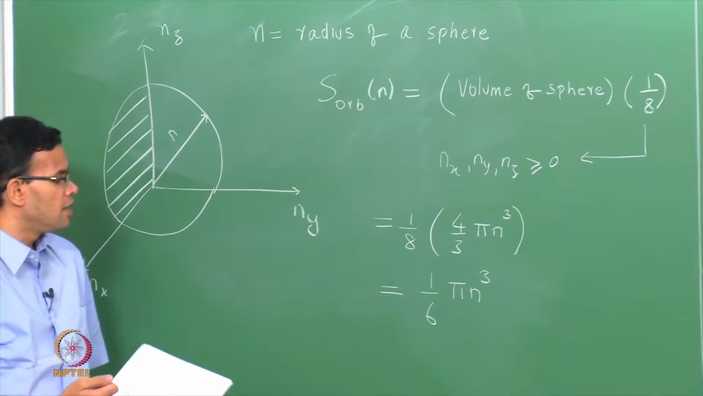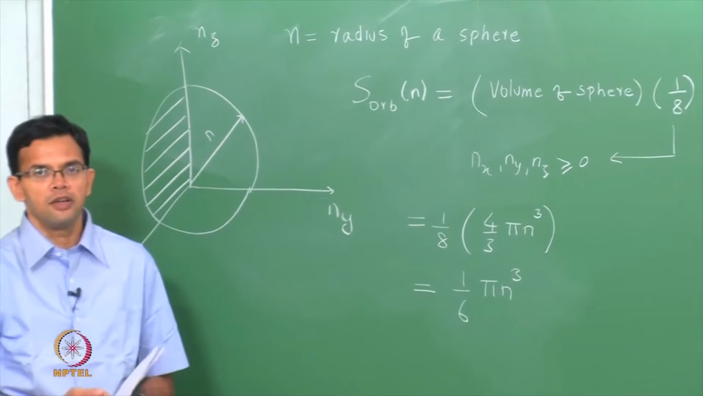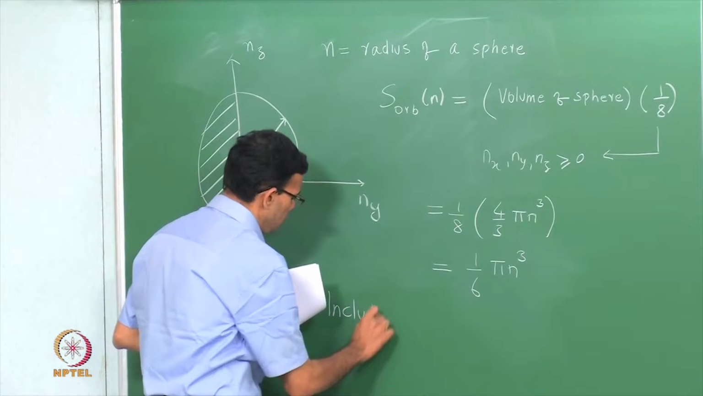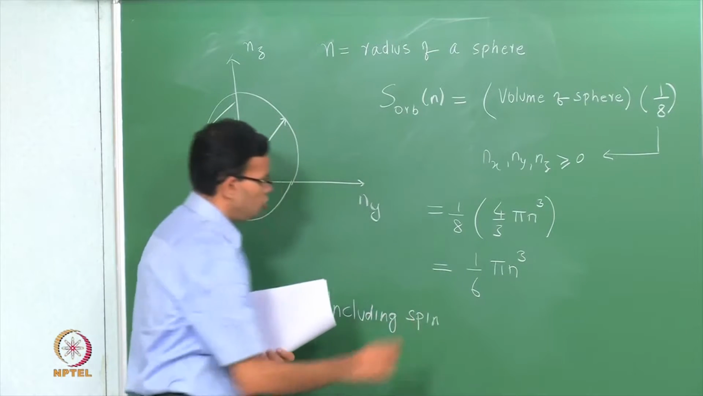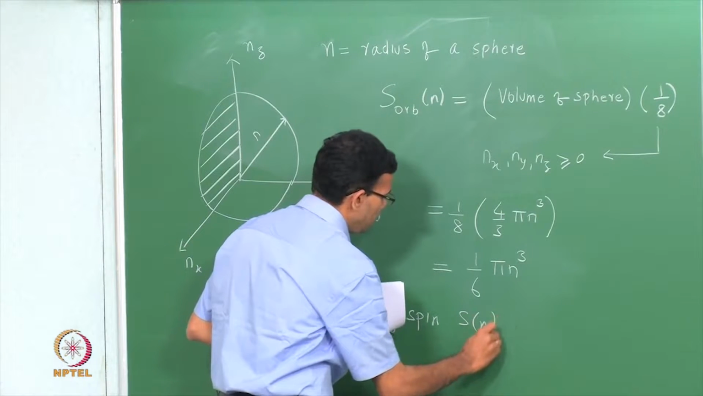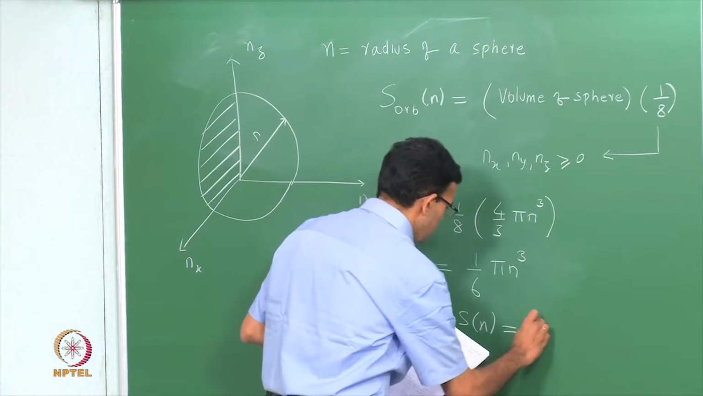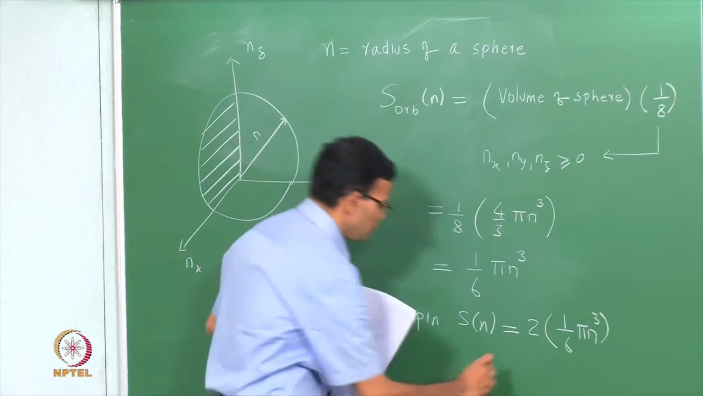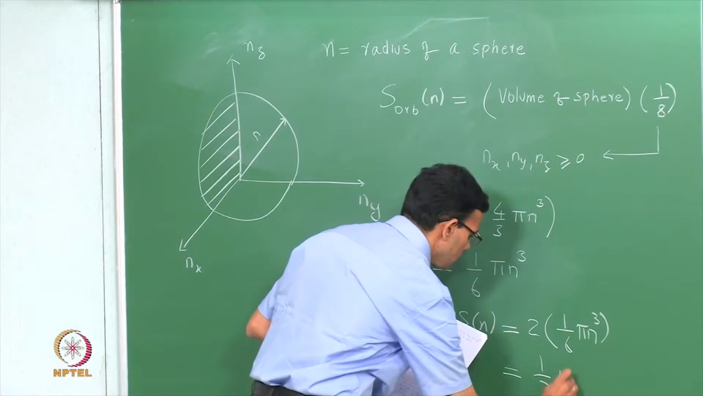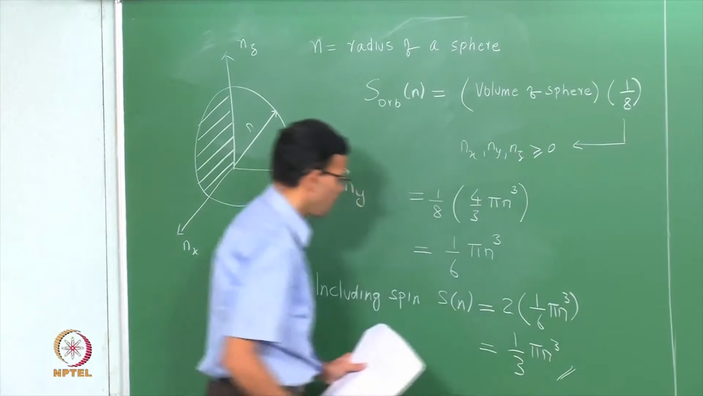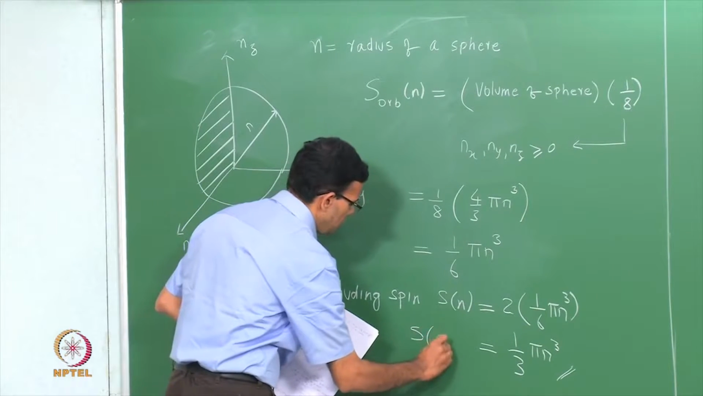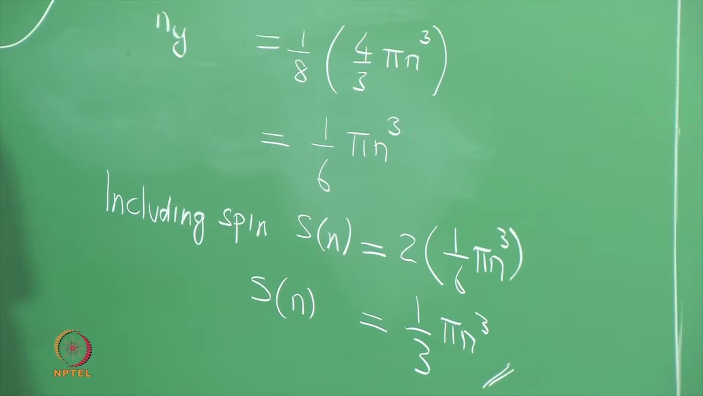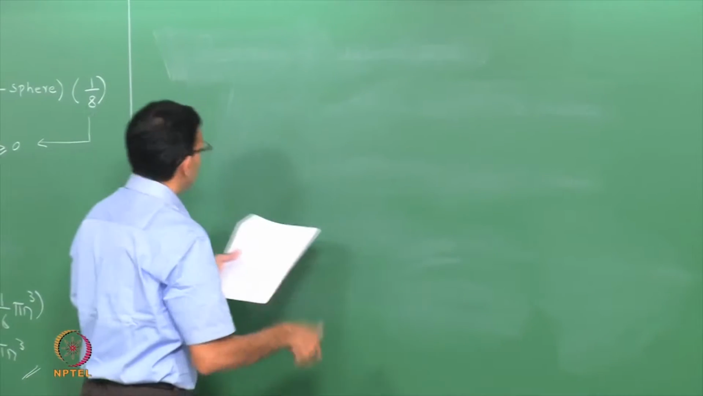Now, we also said that each energy state can take 2 electrons, right. You can have an electron with spin up and spin down. So, including spin, the total number of energy states S of n is 2 times this expression. This expression is in terms of n, so we need to convert it into energy so that we can calculate the density of states. Let me rewrite the expression for S.